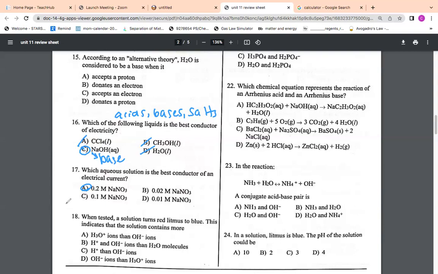18. When tested, a solution turns red litmus to blue. This indicates that the solution contains more. We are going to want to go with choice D. So a trick here is that if you turn litmus blue, it's a base, so they both start with B. Blue, base. And so if it is a base, it should definitely have more hydroxide than it does have hydronium. If it has more hydronium, it's an acid. And again, when these things are equal in number, then it's neutral, like water.